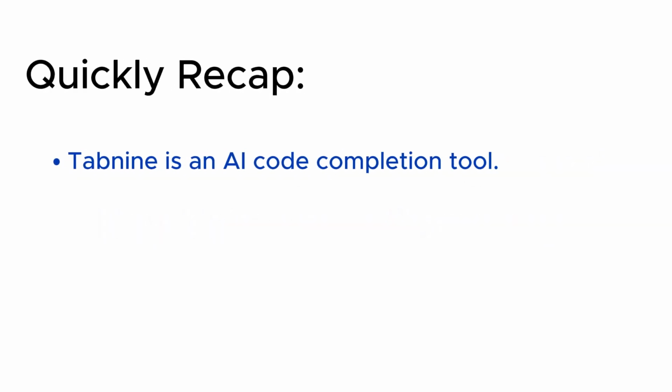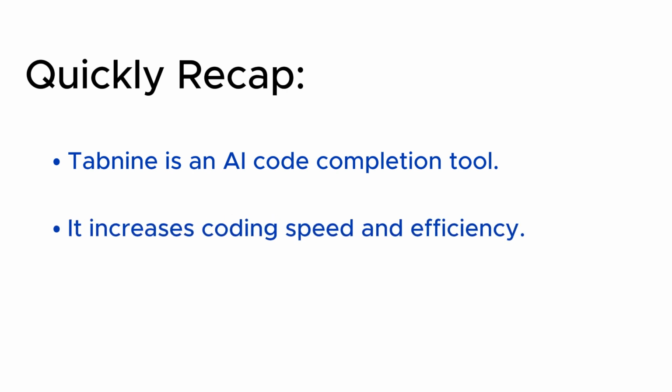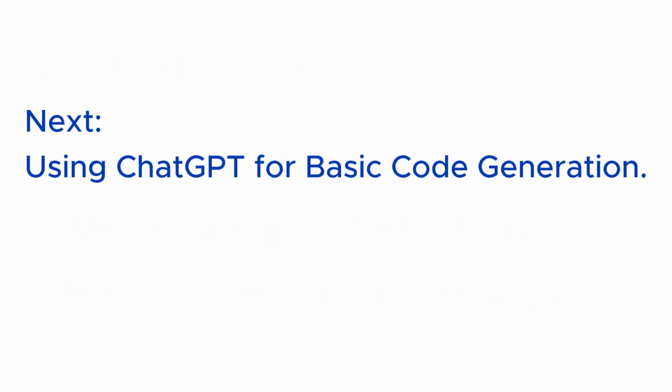To quickly recap, remember that Tabnine is a powerful AI code completion tool that increases speed and efficiency, but it's best used as a supplement to your own coding knowledge. In this lesson, we mastered AI code completion with Tabnine, but what about generating entire code blocks from scratch? In our next lesson, we'll explore ChatGPT for basic code generation, taking your AI-assisted coding skills to the next level.